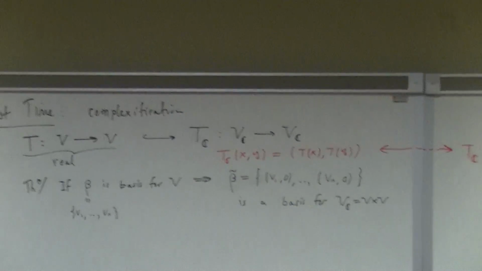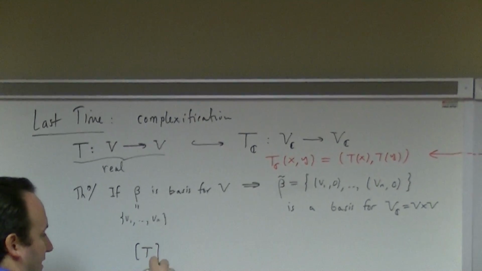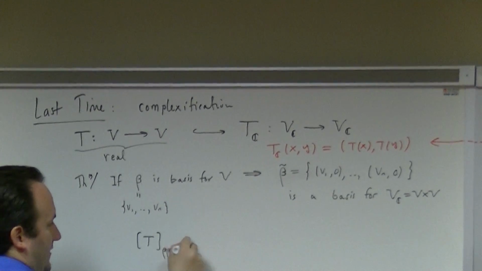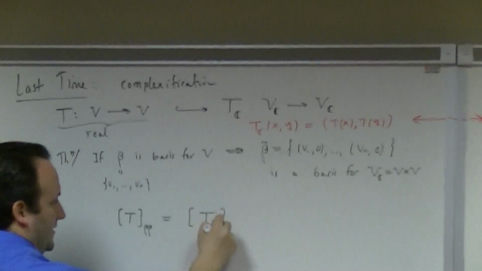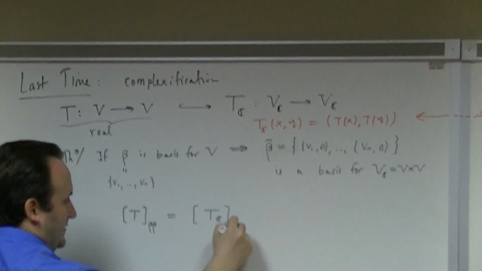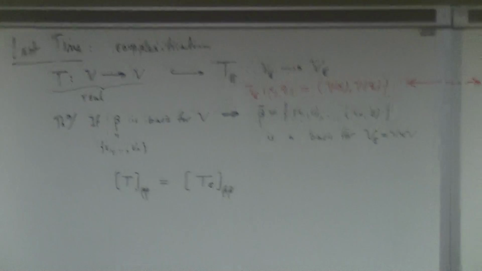You can do that. And given this basis theorem we proved last time, you can compare the matrix of T with respect to beta, and you'll see that that's actually the same as the matrix of the complexification of T with respect to beta tilde, beta tilde. Just to be pedantic here for a minute.